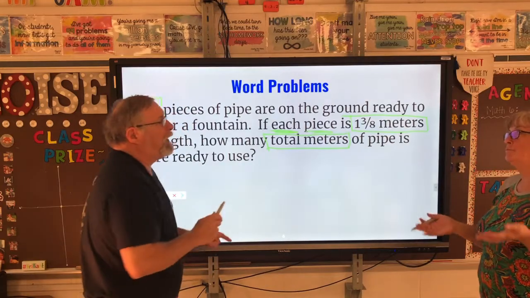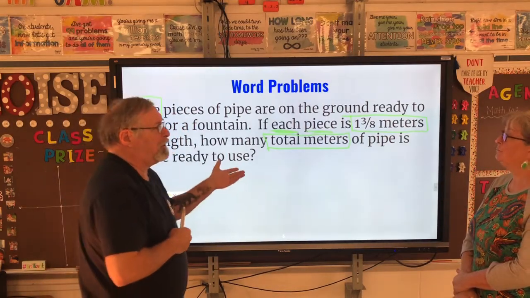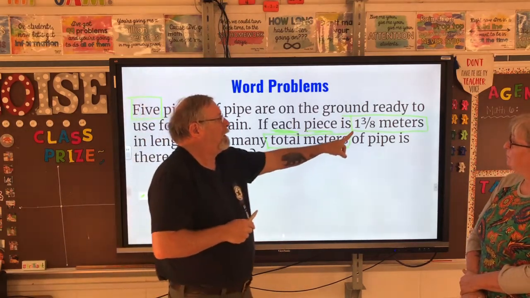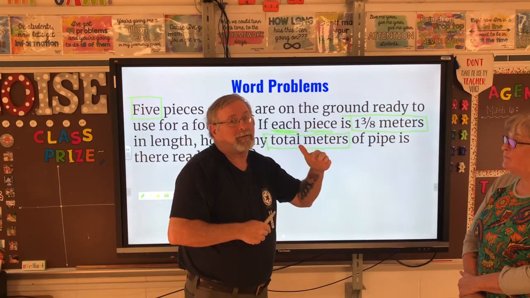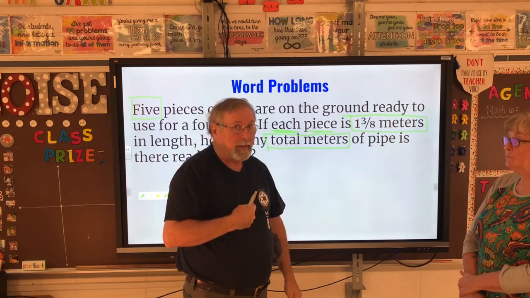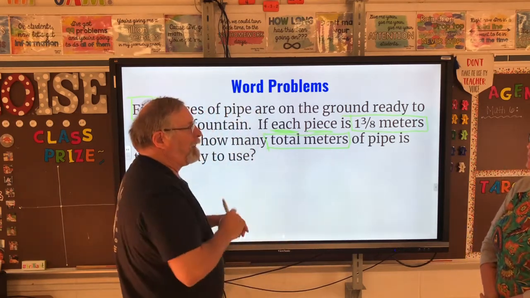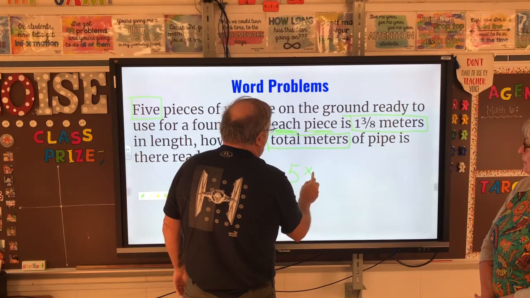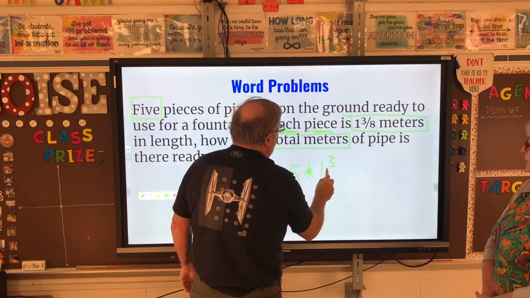of pipe there is. So again, this could be addition or multiplication. We're looking for total. But in this case, we have 5 of these. So I could add 1 3/8, 1 3/8, 1 3/8, 1 3/8, but I don't want to do that. Or I could just take 5 times 1 3/8.